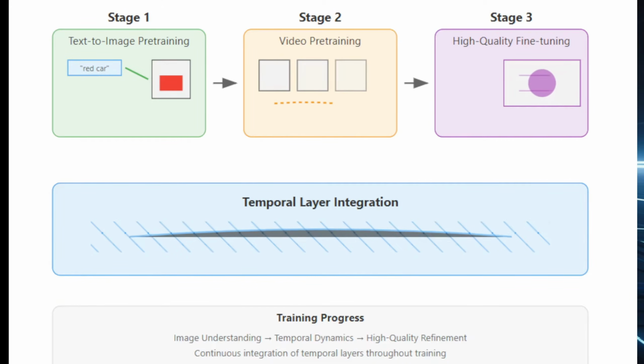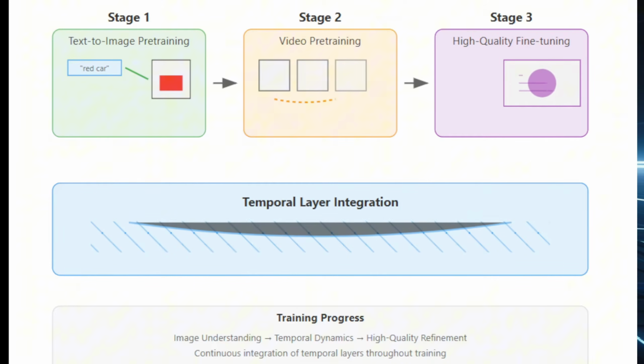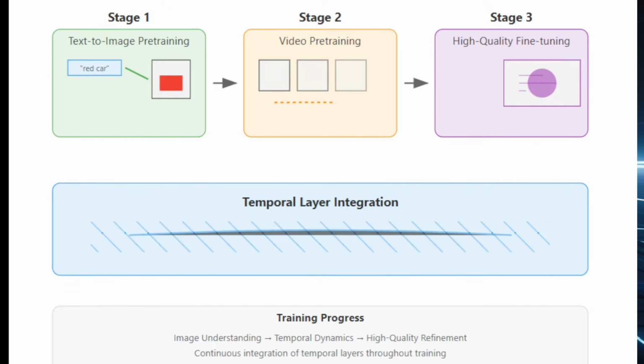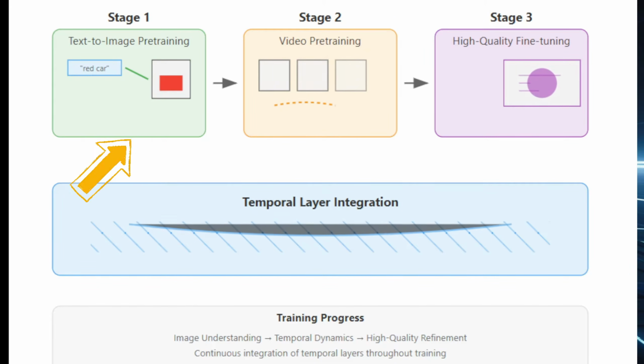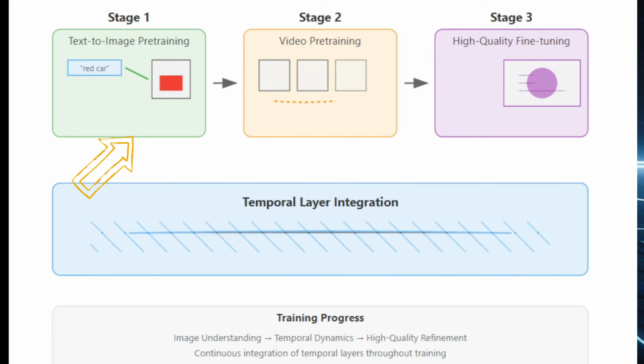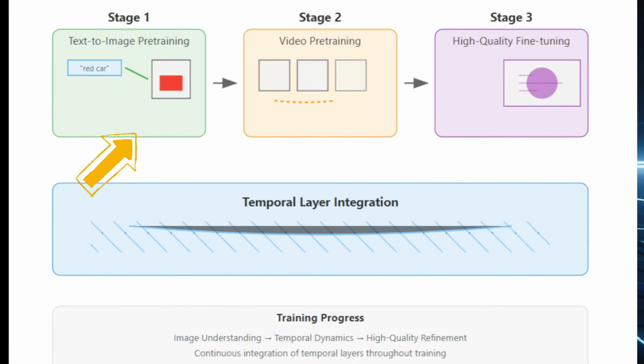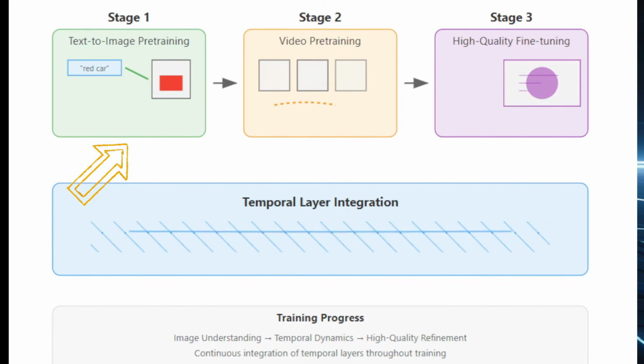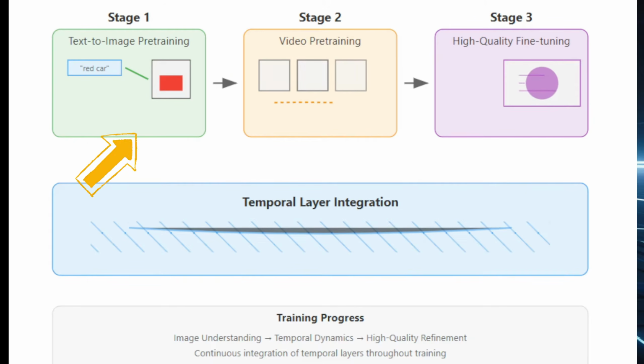Training a video LDM is a multi-stage process, like learning a complex skill through different levels of practice. First, many video LDMs start with a pre-trained text-to-image model. This gives them a basic understanding of visual features, patterns, and how text descriptions relate to images. It's like laying the foundation of a house before building the walls.